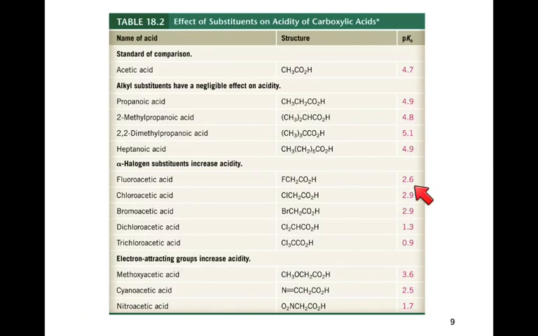The data here in the middle of the table, these are the alpha halo derivatives. I showed you those on the previous slide. At the bottom of the slide, we can see that it's not just halogens, that other electron attracting groups like alkoxy groups and nitriles and nitro groups have electron withdrawing effects, inductive effects that stabilize the carboxylate. Depending on the strength of that inductive effect, we see an enhancement of the acidity relative to acetic acid, which is our reference on here.